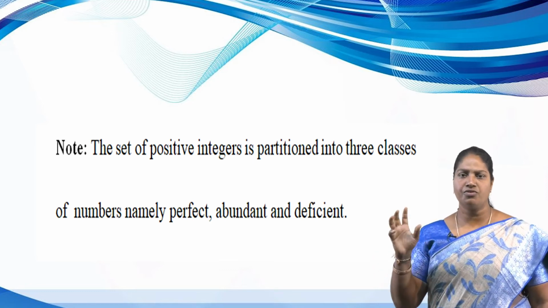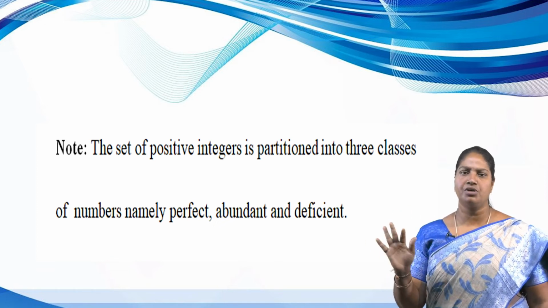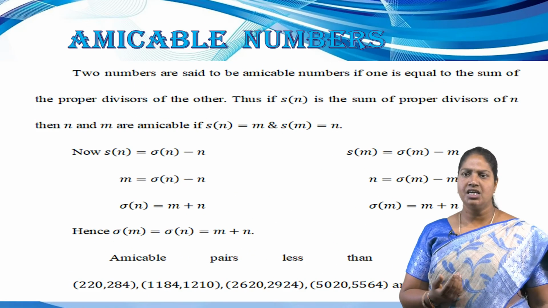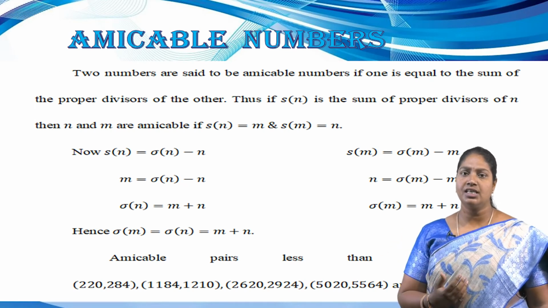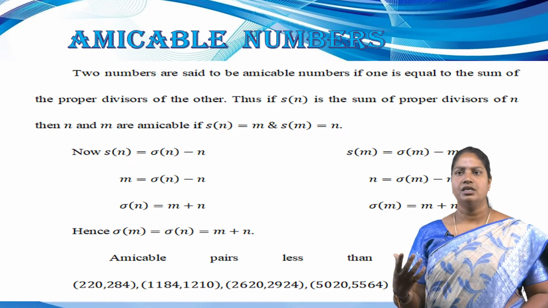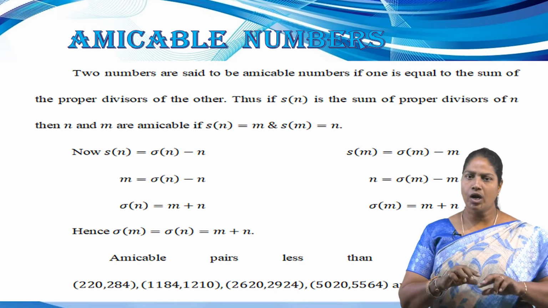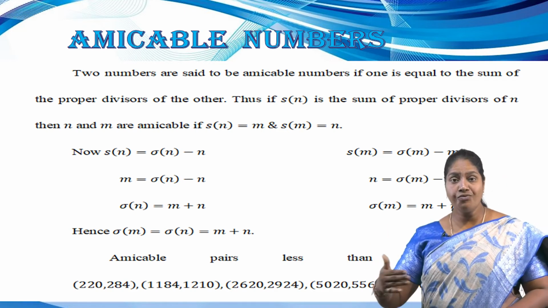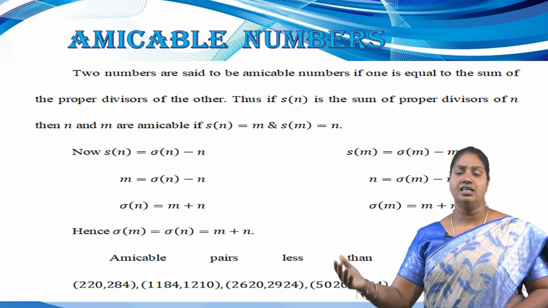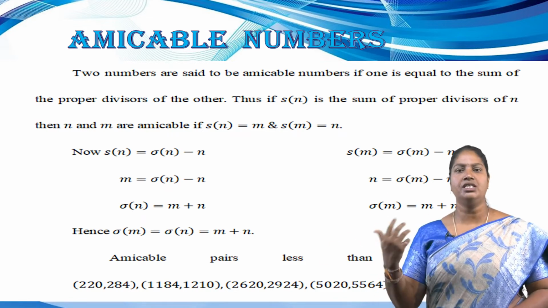So, according to the sum of the divisors, we are classifying the natural numbers into 3 types of numbers. Next, we will see a new class of numbers, that is friendly numbers, that are called amicable numbers. 2 numbers are said to be amicable numbers if one is equal to the sum of the proper divisors of the other. That means we are taking all the divisors of the number excluding that number.